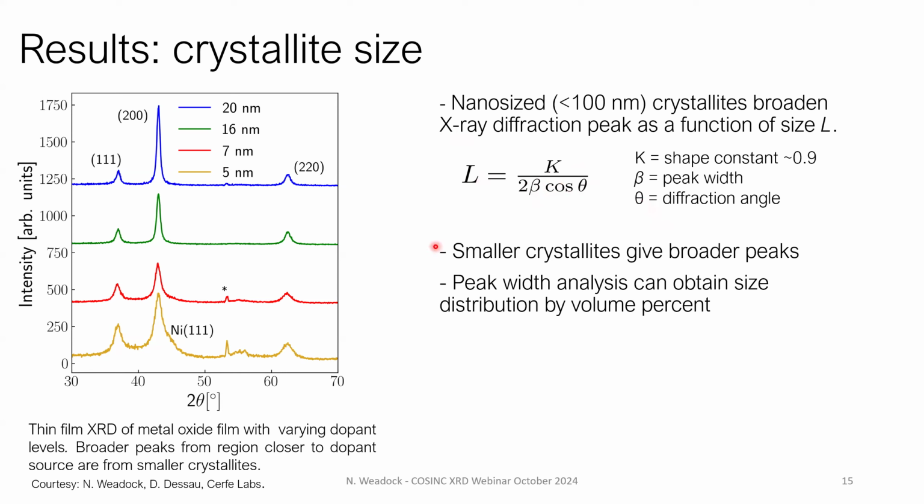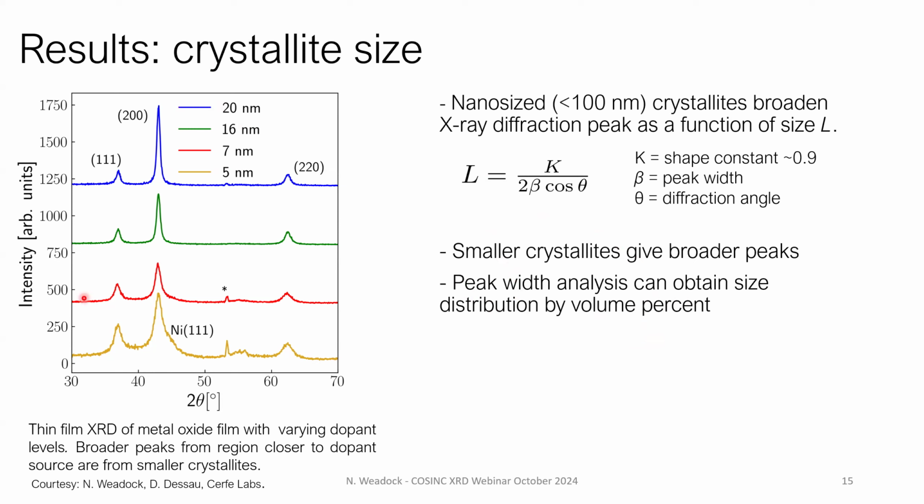But what we see here is that if you have a broader peak, that tells us that we have smaller crystallites. This will give you a single value, but you can also get a distribution of crystallite sizes in terms of volume percent by doing a more careful analysis.